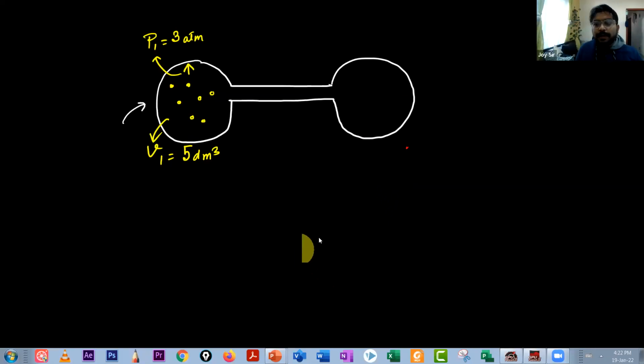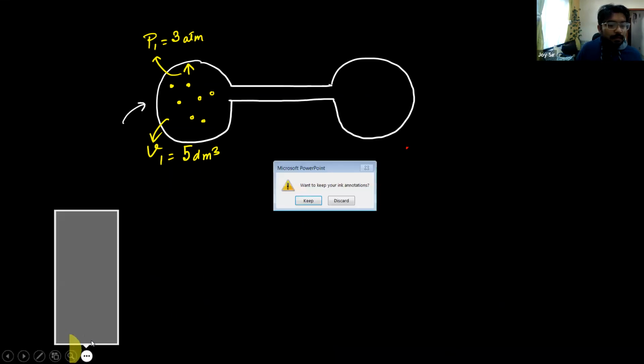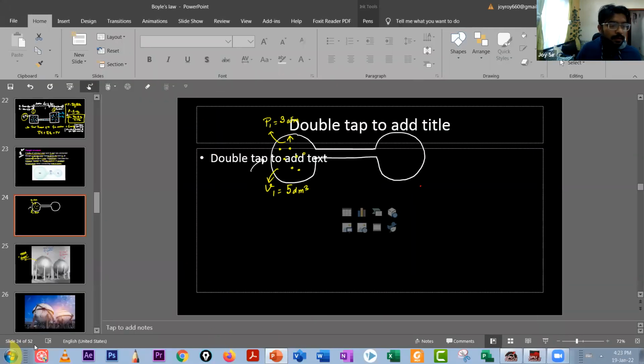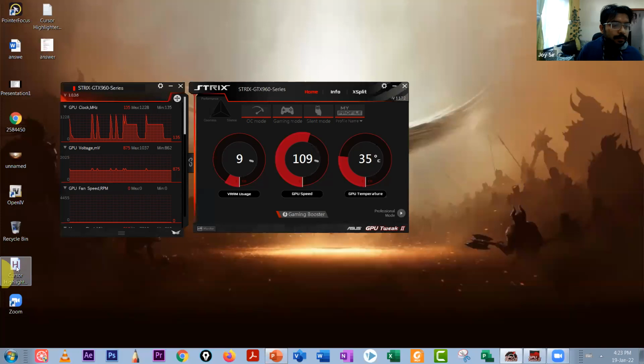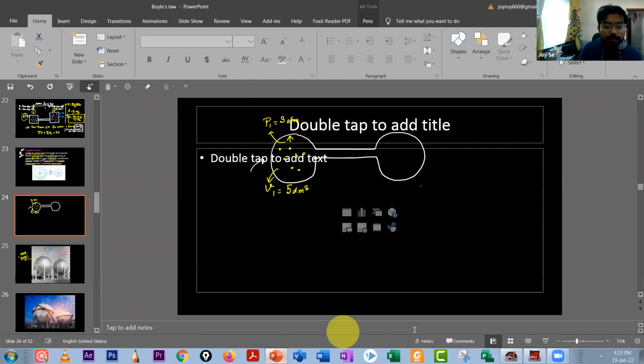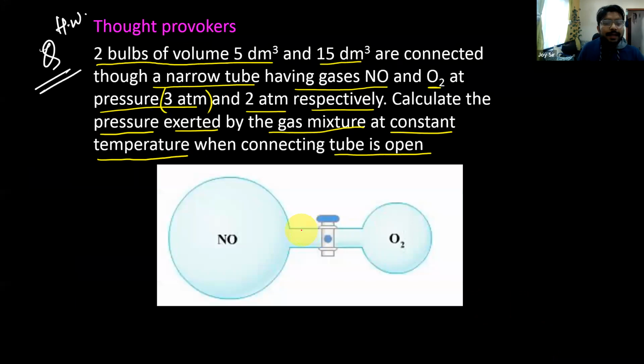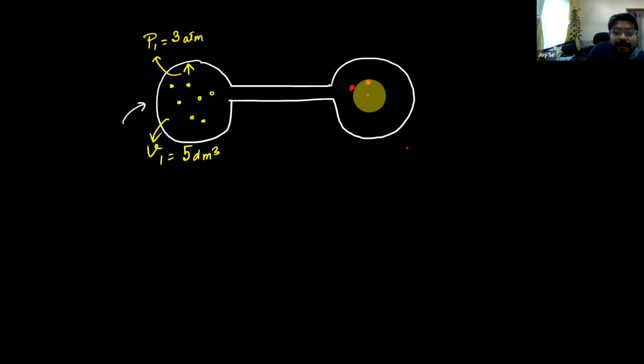So we are doing the question that we have given as homework. The second gas, what is the second gas? The second gas that we can see is oxygen gas, at a pressure of 2 atm and the volume is given 15 decimeter cube. So the second gas in this chamber is oxygen gas, ठीक है?